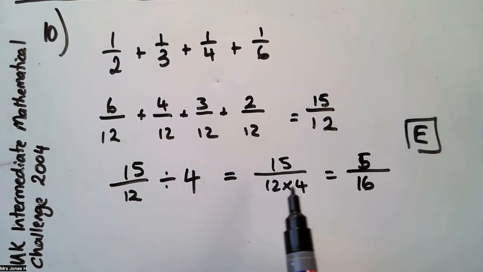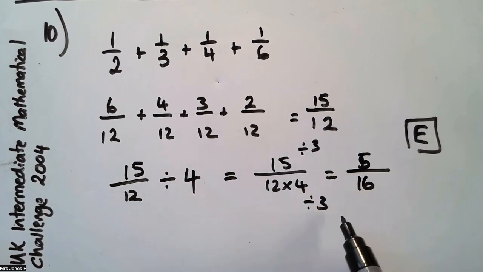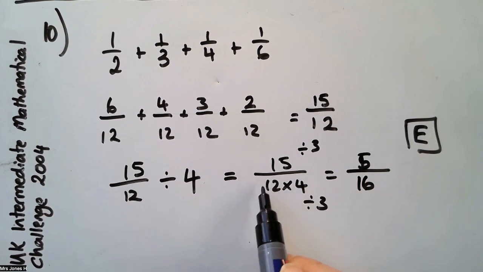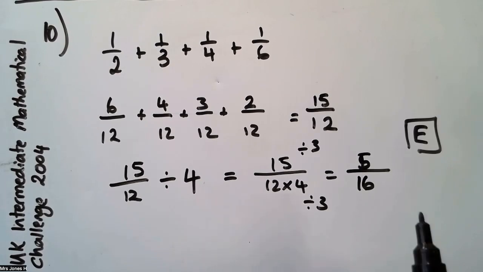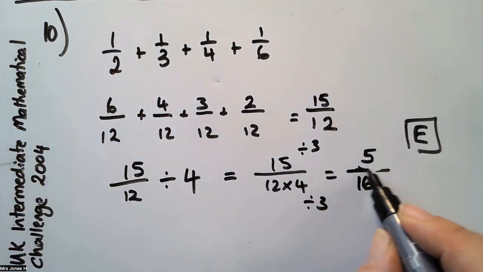I saw that there was a factor of 3. So basically what I've done is I've divided numerator and denominator by 3. When I divide 12 by 3, this becomes 4 multiplied by 4. This is a 5, just I don't want to confuse anyone.